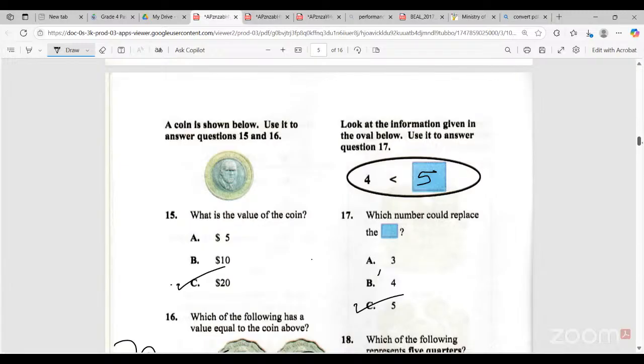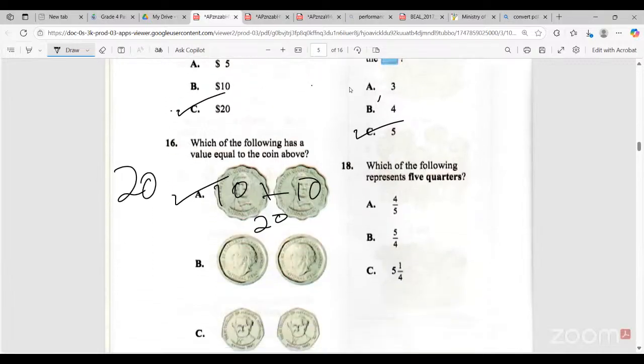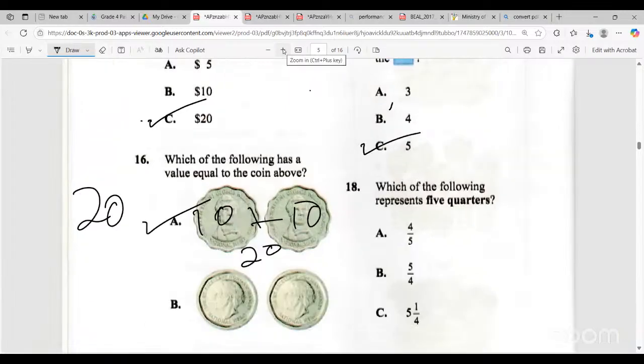Let's move on to number 18 now. Which of the following represents 5 quarters?